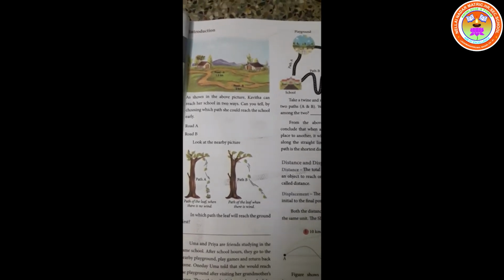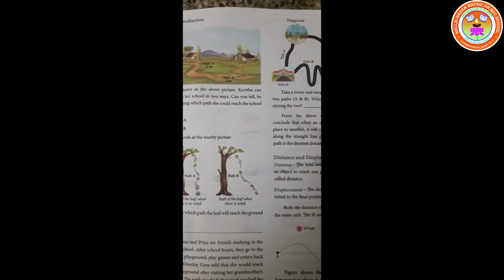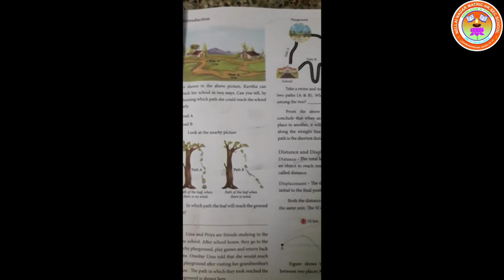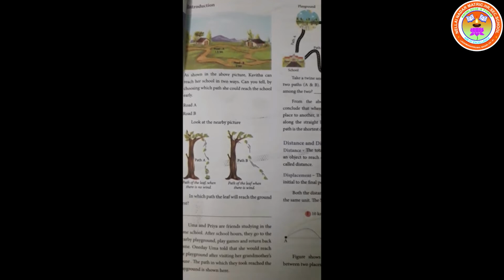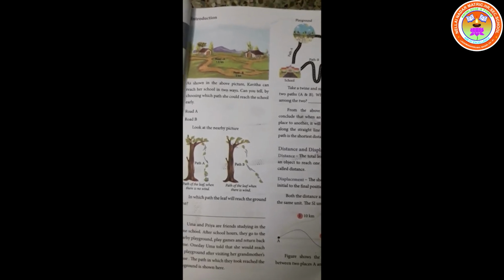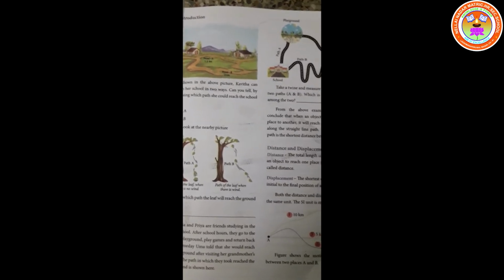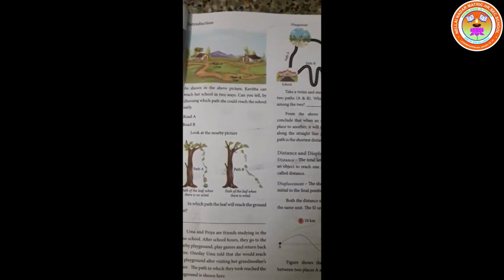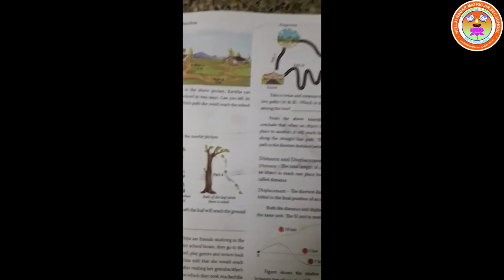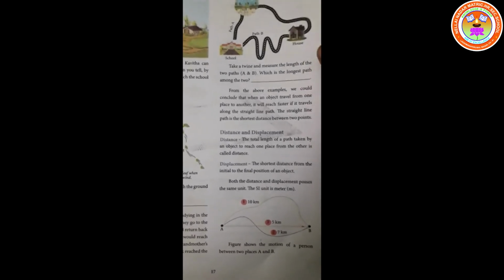So let me explain clearly. The actual path taken by a person or object is called distance. And let me pass on to displacement, which is nothing but the shortest distance between two points, or the shortest distance between two places. The shortest distance from the initial to the final position of an object is called displacement. Already I told you that the shortest distance is displacement.